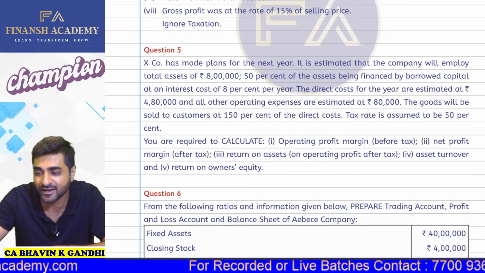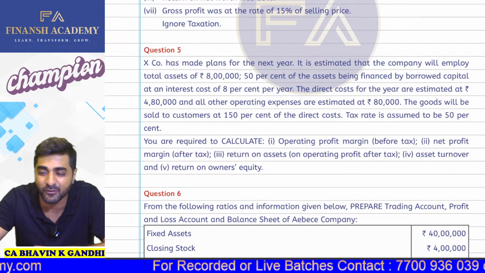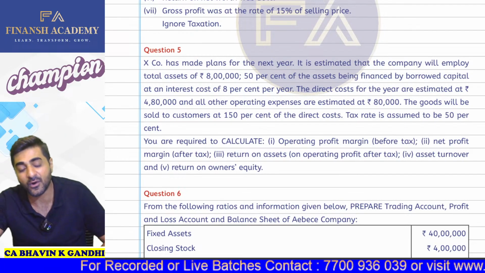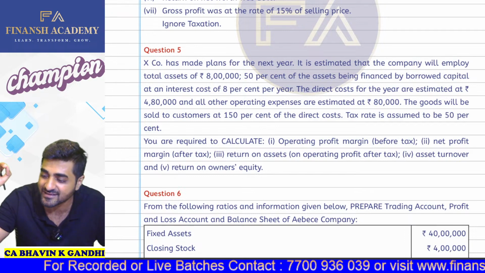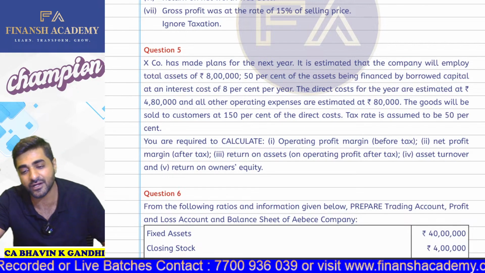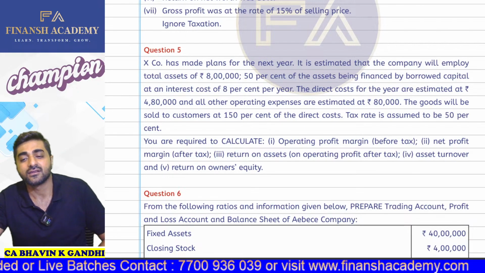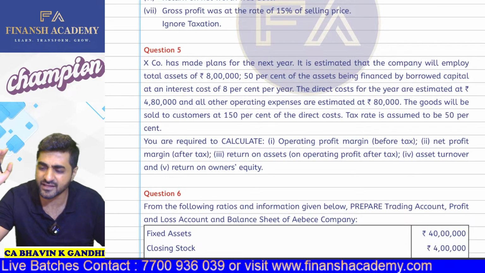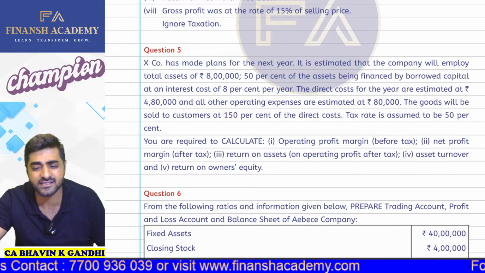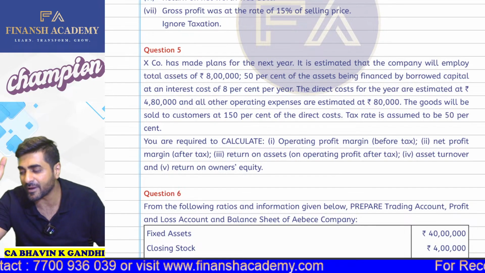We are required to calculate operating profit margin before tax, net profit margin before tax, return on assets, that is on operating profits after tax, asset turnover ratio, and return on equity. So this is what we need to calculate. First of all, in this question, we have to calculate these many ratios. So what should be your first step? Your first step is to prepare the income statement.